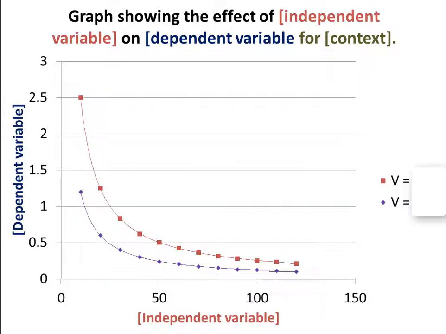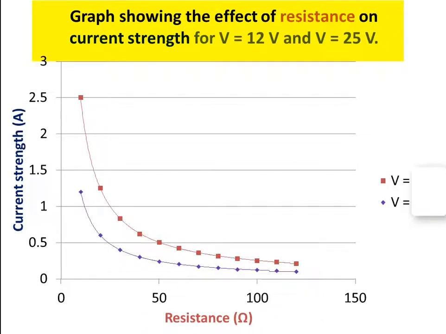If we plot these two, we get these graphs. First of all, which of these two graphs is for the 12-volt circuit and which one is for the 25-volt circuit? How can you see that? Next, you need to give labels for the x-axis and the y-axis. And you need to complete the heading, graph showing the effect of independent variable on dependent variable. Graph showing the effect of resistance on current strength for V equals 12 volts and V equals 25 volts.